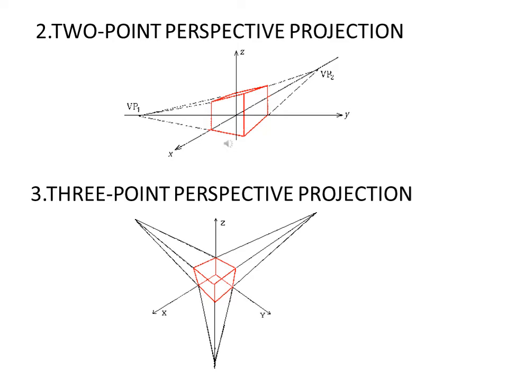Next is the 3 point perspective projection. The 3 point perspective contains 3 vanishing points. 2 points lie on the horizon line and 1 above or below the line. It is very difficult to draw. When we see an object from above, then the third point is below the ground. If we see an object from below, then the third point is in the space above.